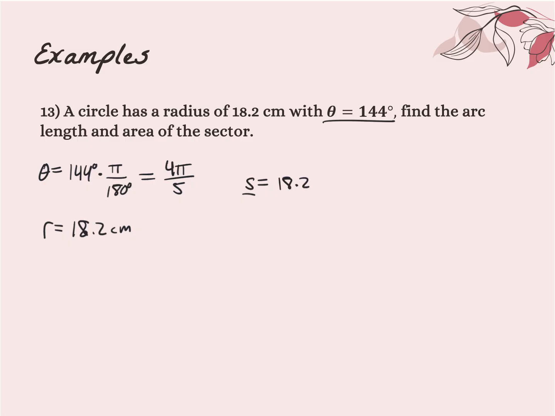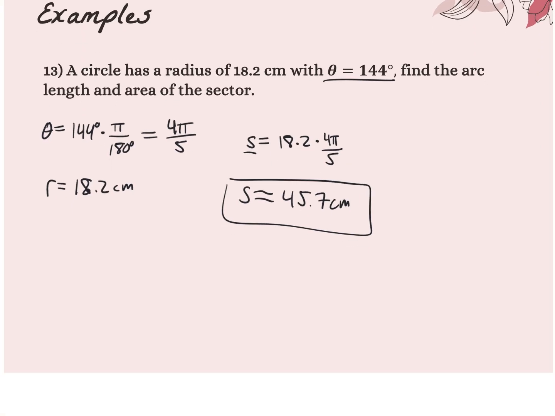It's going to be 18.2 times 4 pi over 5. If you put this into your calculator, you should get that this is about 45.7 centimeters. And you can do the same thing with area. Plug it into that formula. This is going to be 1/2 times 18.2 squared, and then times 4 pi over 5.